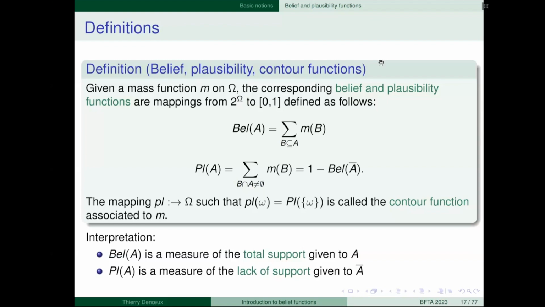So you see here that we don't have only one set function like in probability theory, the probability measure. Here we have two functions. So the uncertainty about some event A is not represented by only one number, but by two numbers: a degree of belief, which tells us how much the evidence supports A, and a degree of plausibility, which tells us to what extent the evidence is consistent with A, without directly supporting A. And we have this important duality relation between these two measures.